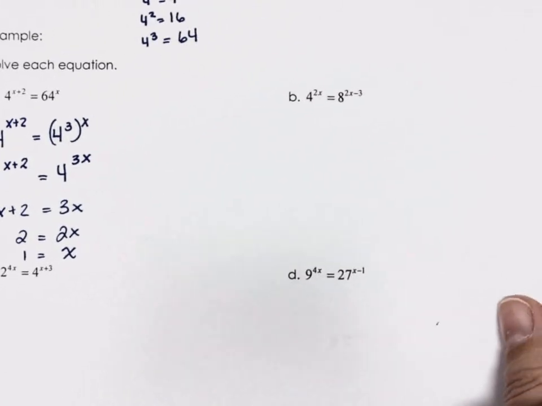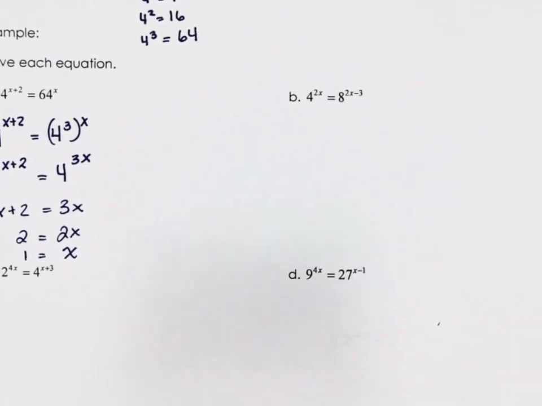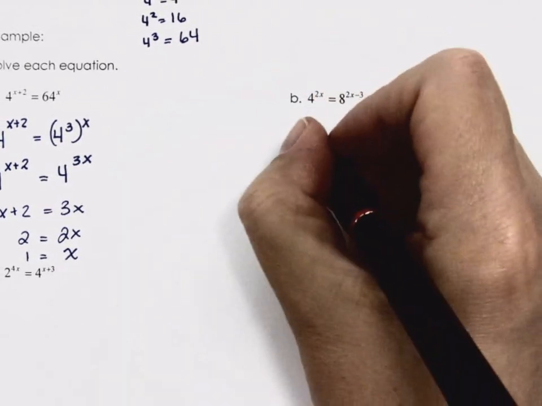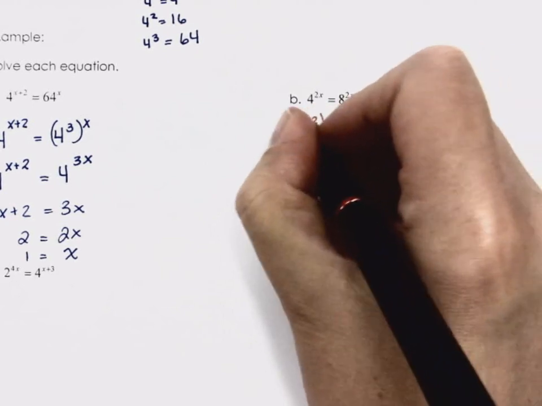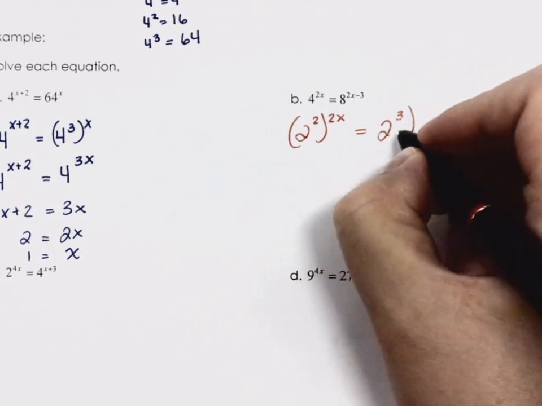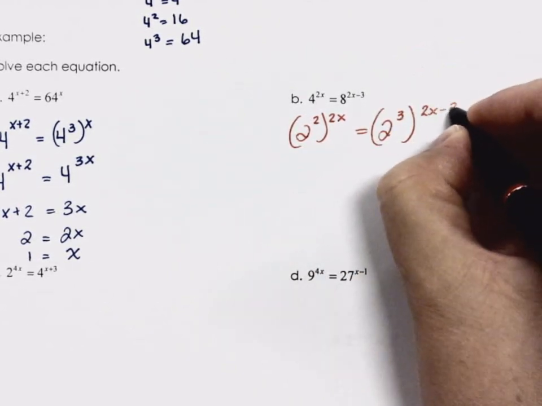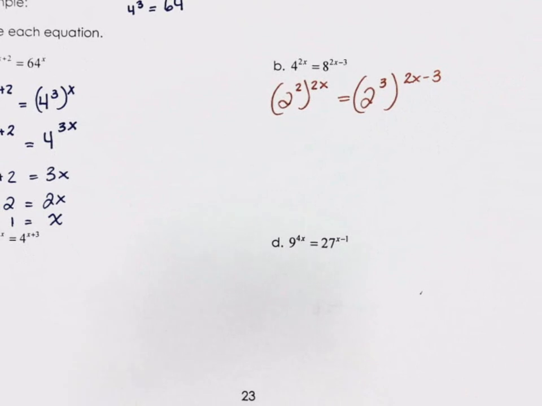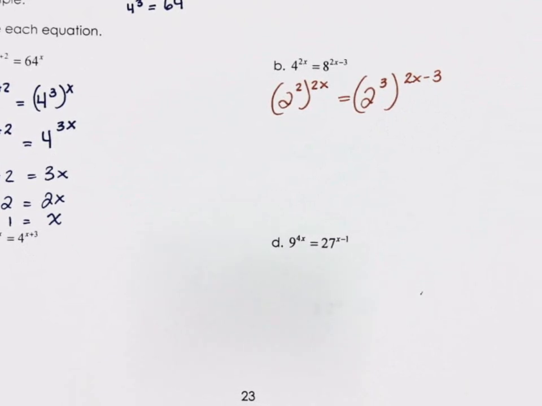Can 8 be written as a base 2 number, or base 4 number? So guess where we're going? Base 2s. Because 8 can be written as a base 2 number, so can 4. So 4 gets replaced by 2 to the exponent 2, to the 2x. 8 is 2 to the exponent 3, to the 2x minus 3. Is everybody okay with that? And you're making the decisions based on what is the common base between them.